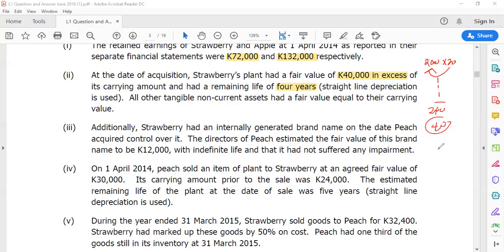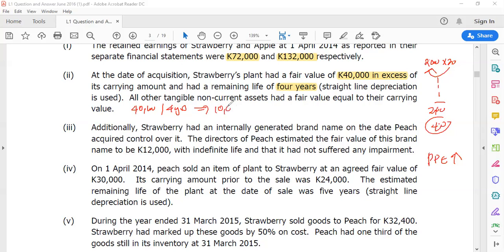So depreciation has been undercharged. Now, because depreciation has been undercharged, it means PPE has been overstated. So you have to remove the depreciation from this excess value to know the true value, the true gain. So what is our true gain? Our true gain is going to be the 40,000 divided by the number of years, which is 4 years. Then we get the depreciation of 10,000.